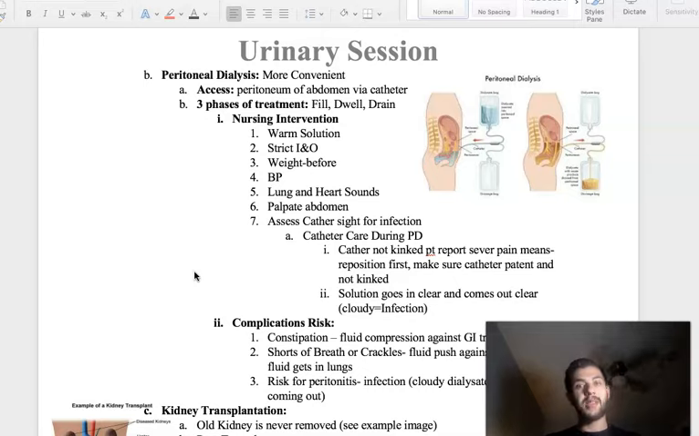Peritoneal dialysis is basically more convenient. There are 3 phases: fill, dwell, drain. Nursing interventions: warm solutions, strict I's and O's, weigh before and after, BP, lung and heart sounds, just a regular assessment. You want to assess the catheter site for infection. Make sure the catheter is not kinked, and if the patient is experiencing any pain or severe pain in that area, make sure you report it.